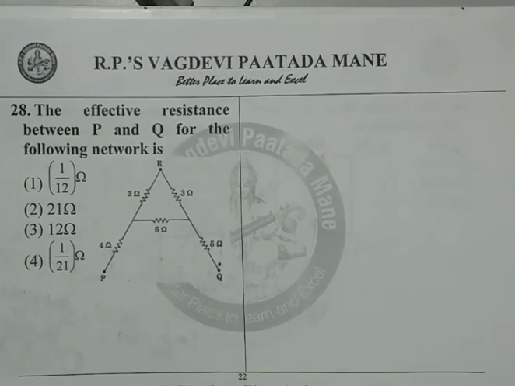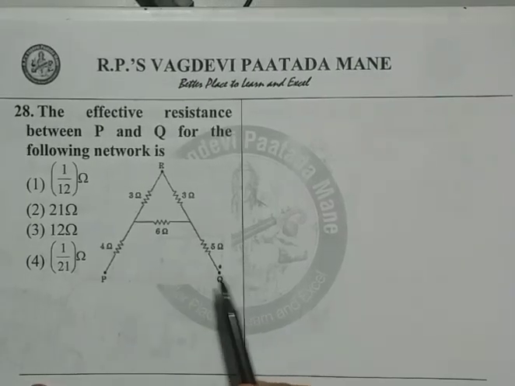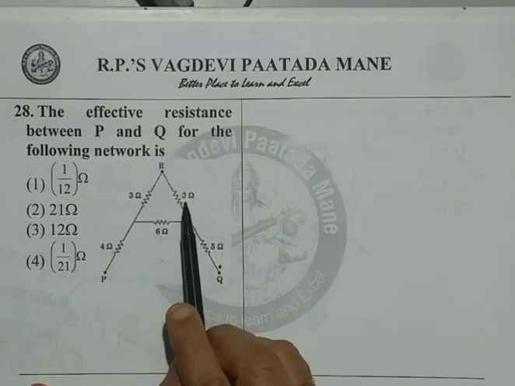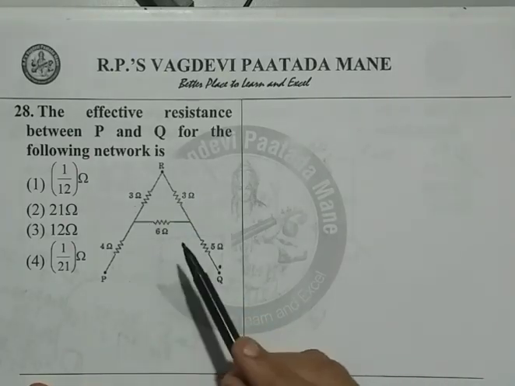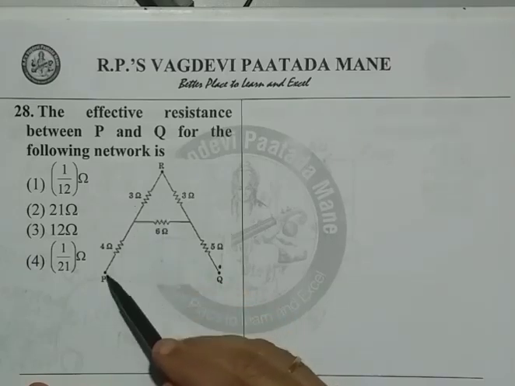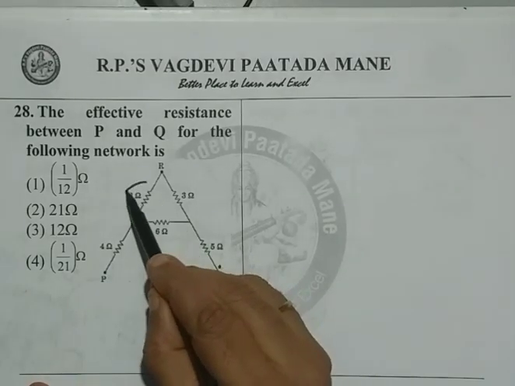Twenty-eighth question we learn now. The effective resistance between P and Q for the following combination. If we observe this combination here, these 3 and 3 are in series, and then that series is in parallel with 6, and then all that in series with 4 and 6. So we do like this.